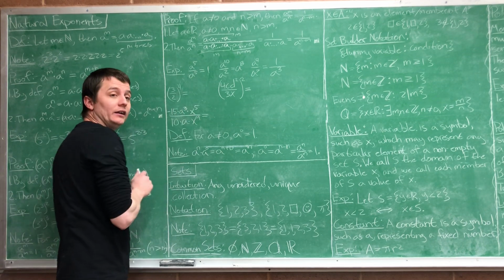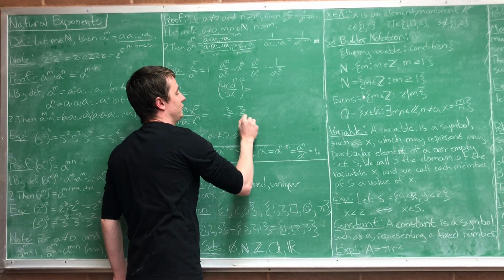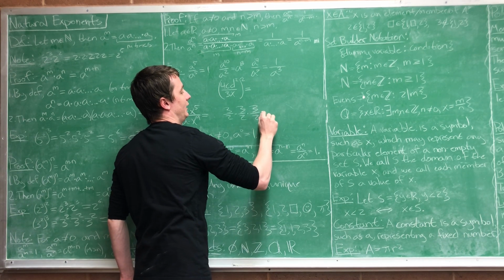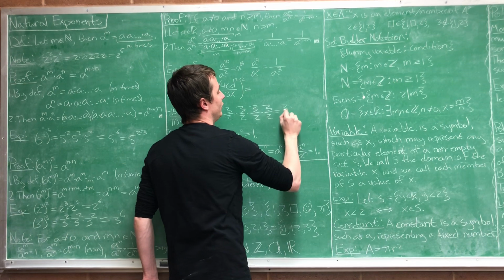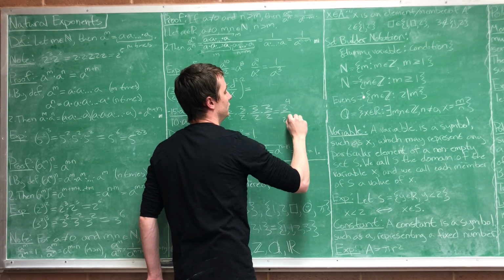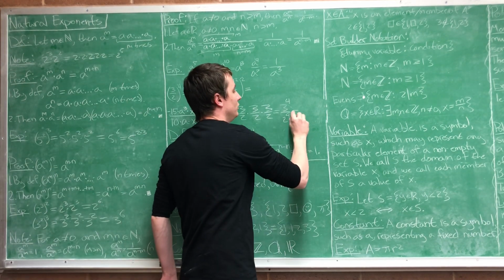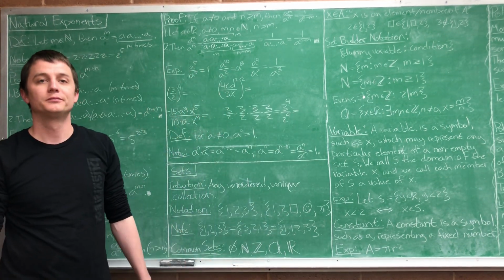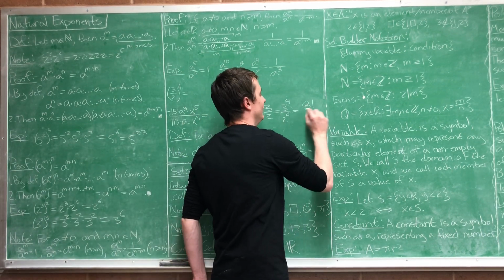Number 6. What is 3/2 to the 4? That's 3/2 times 3/2 times 3/2 times 3/2, right? Yeah. So that's the same thing as 3 to the 4 over 2 to the 4, right? Which is equal to 81 over 16.